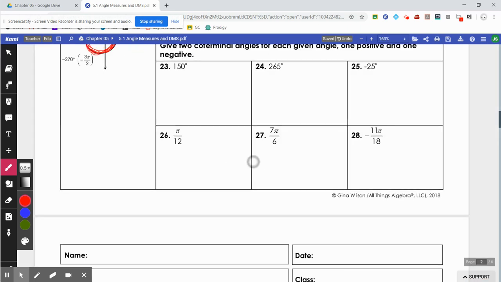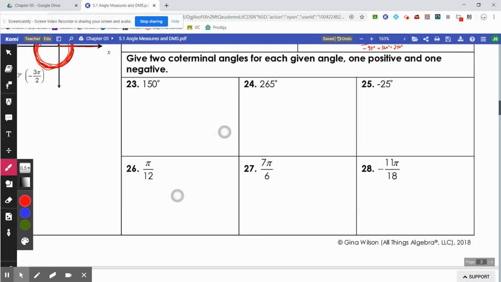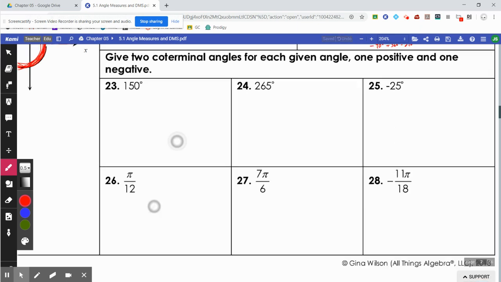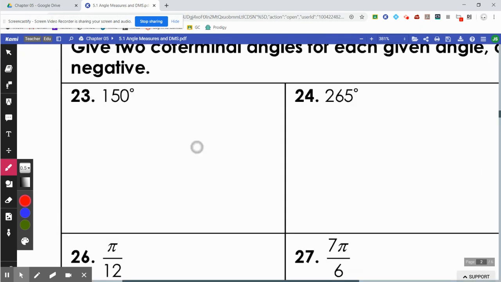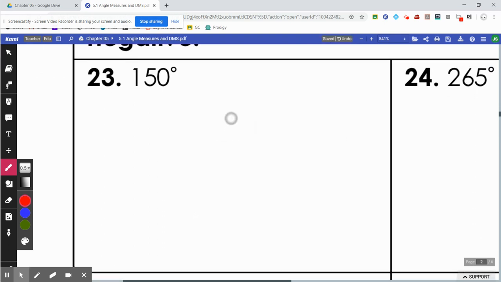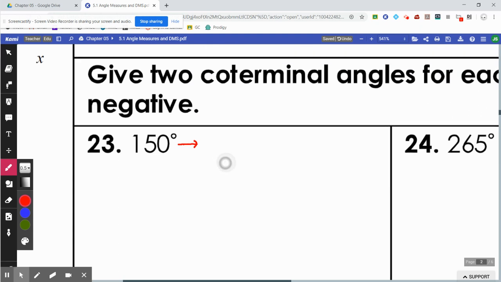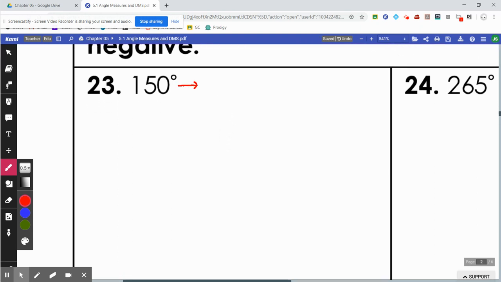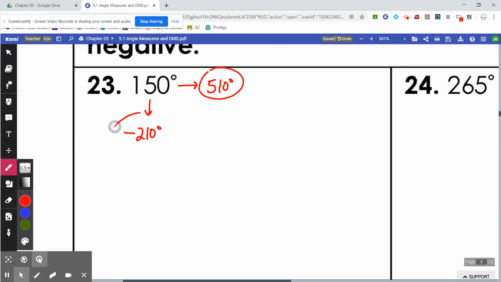Okay, next one says give two coterminal angles for each angle, one positive and one negative. And again, all we have to do to find coterminal angles is add 360, subtract 360. So if we add 360, we get 510 degrees. There's one positive. If we subtract a rotation, it gives us negative 210 degrees. So there's our two: positive 510, negative 210.